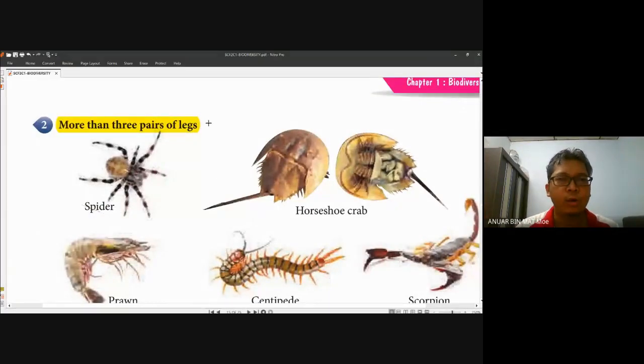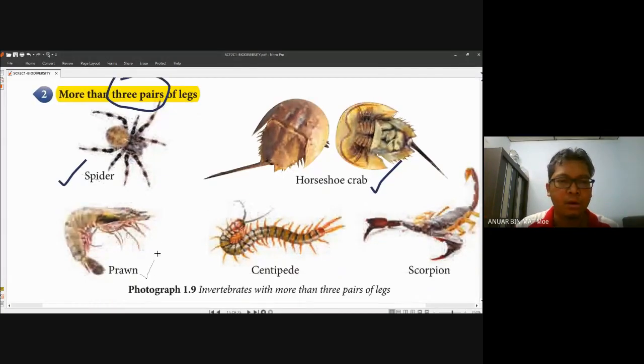So this is also under invertebrate. Invertebrate with leg, but more than 3 pair of legs. So what are the examples of organism? Spider, horseshoe crab, prawn, centipede, and scorpion. Okay, these are all the types or the examples of animal with no backbone. We call it invertebrates. And then they have legs, but more than 3 pair of legs.